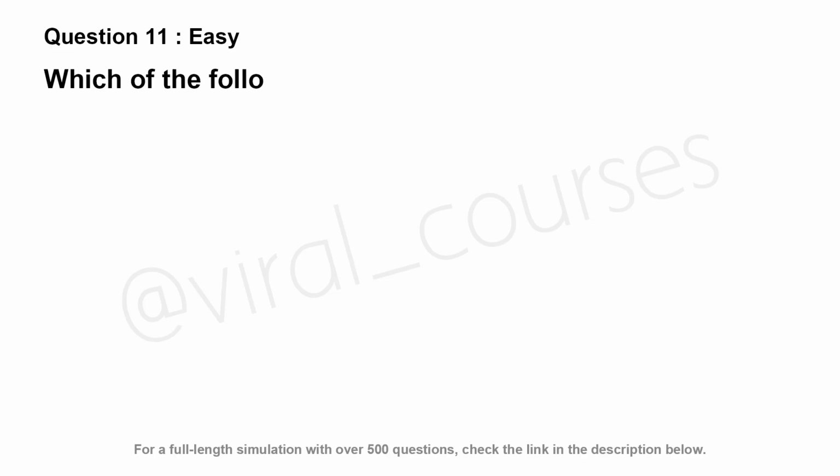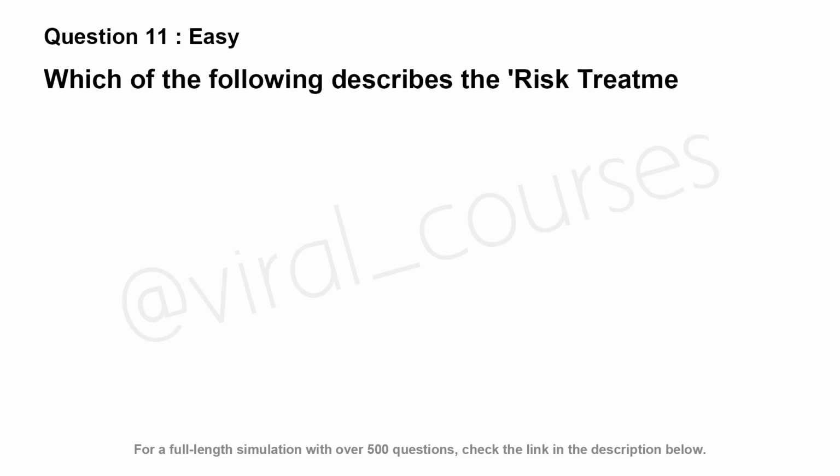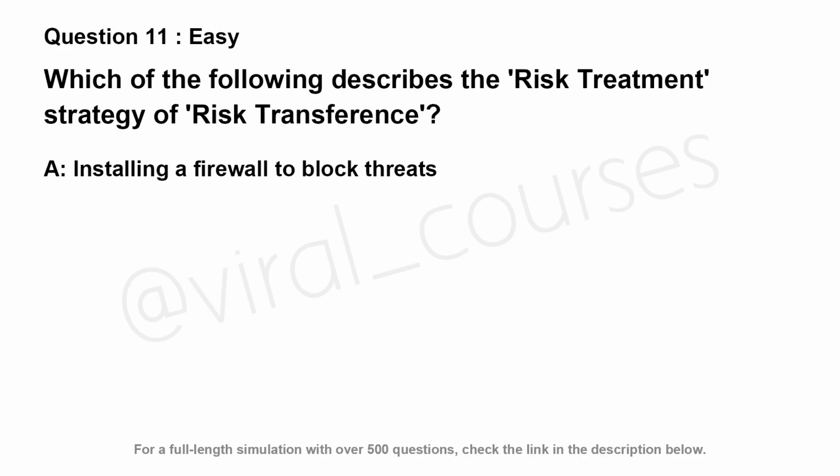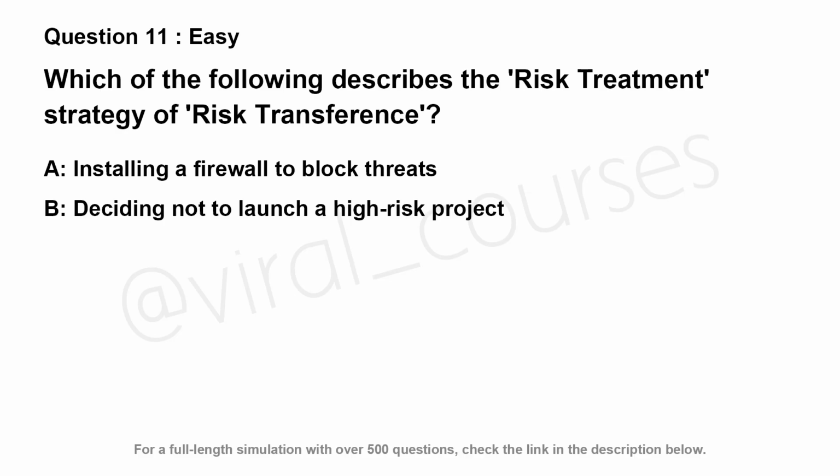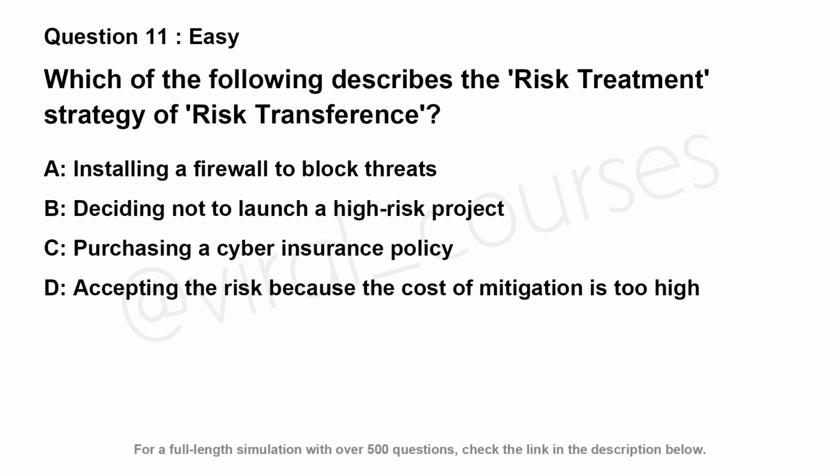Which of the following describes the risk treatment strategy of risk transference? Option A. Installing a firewall to block threats. Option B. Deciding not to launch a high-risk project. Option C. Purchasing a cyber insurance policy. Option D. Accepting the risk because the cost of mitigation is too high.